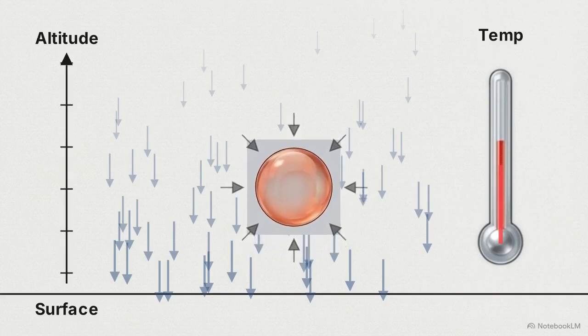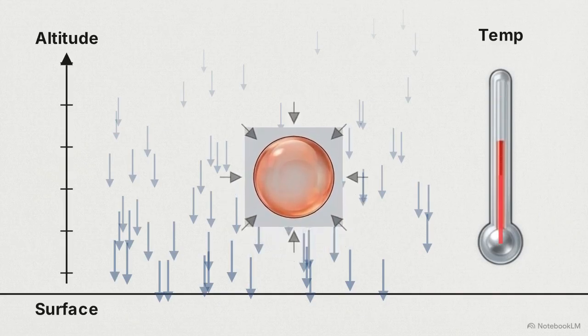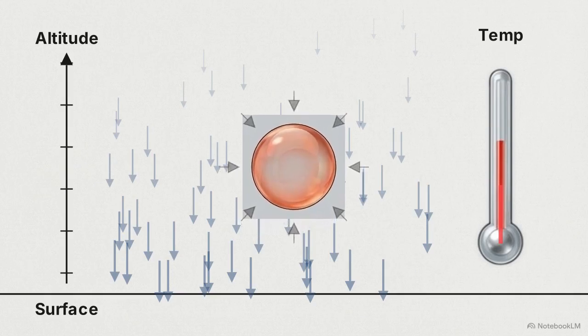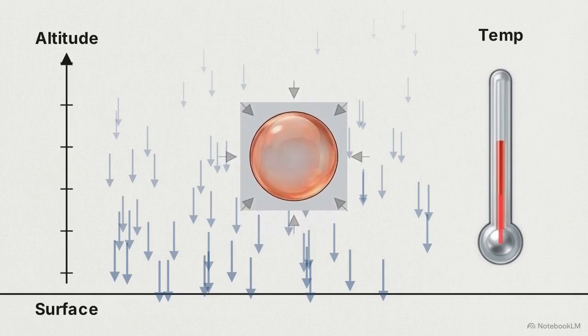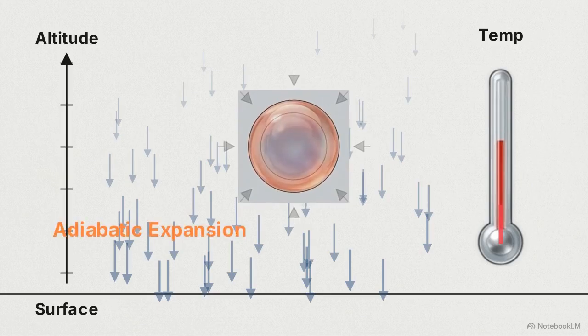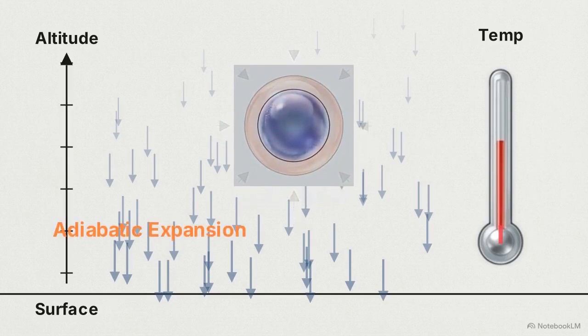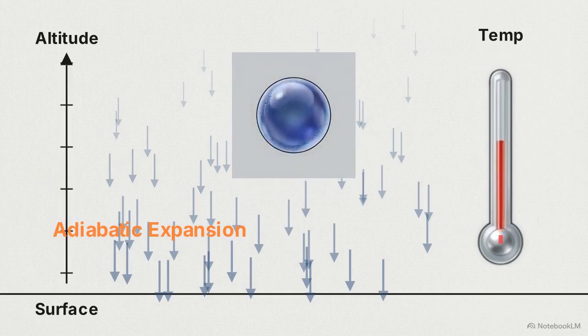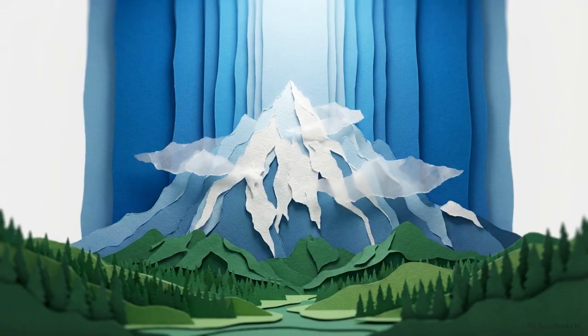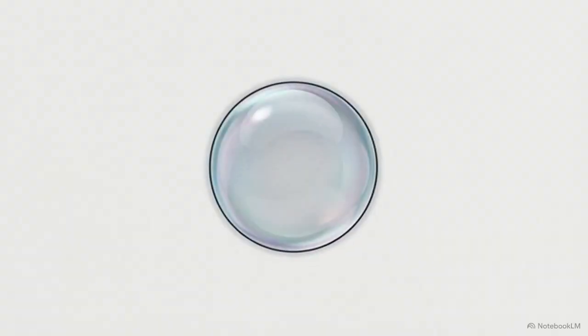With less pressure compressing it, the bubble forces its volume to physically expand. When a gas expands without sharing heat with its outside environment, we call it an adiabatic process. And the thermodynamic consequence of this adiabatic expansion is that the bubble's internal temperature drops. This physical expansion is why temperatures drop as you climb a tall mountain, even though you are technically moving closer to the sun. Let's track the exact math of this cooling process.